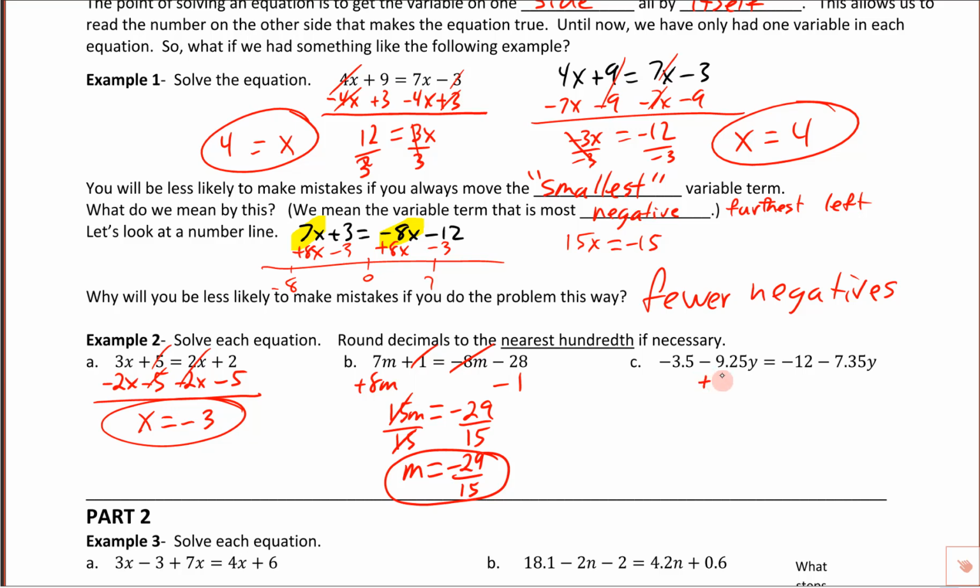9.25y to this side. So plus 9.25y here. We're going to add 9.25y here. Those are going to cancel each other out. The variable term is going to end up on this side. Let's go ahead and figure out what that is.